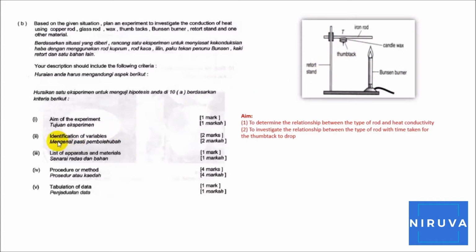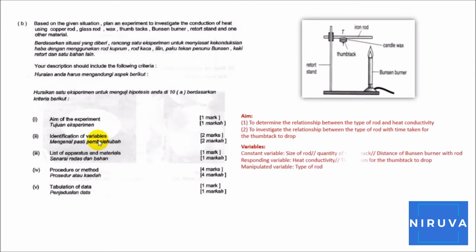And then number 2, state the identification of variables. Okay, so here we need to state the 3 variables, which is constant variable, responding variable and manipulated variable. Okay, so the constant variable is the variable that cannot be altered. So from the setup of experiment, we know that the size of rod or length of rod which cannot be altered, and also the quantity of thumbtack used and the distance of Bunsen burner with the rod.